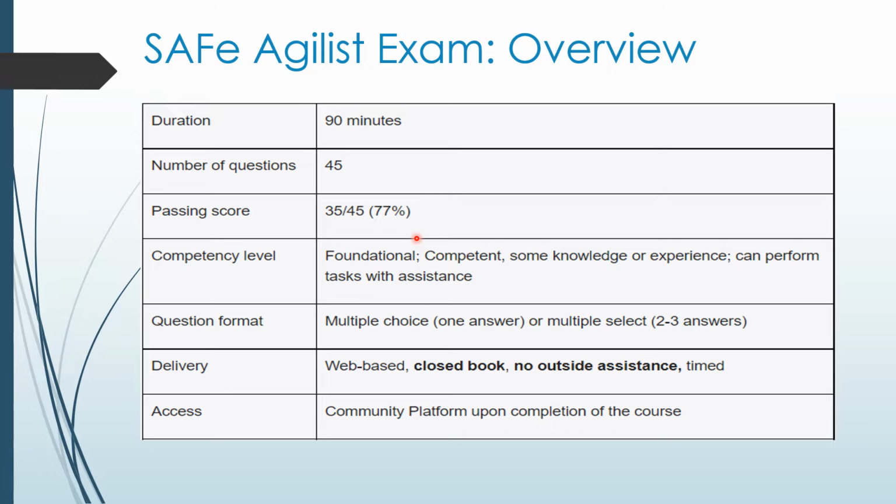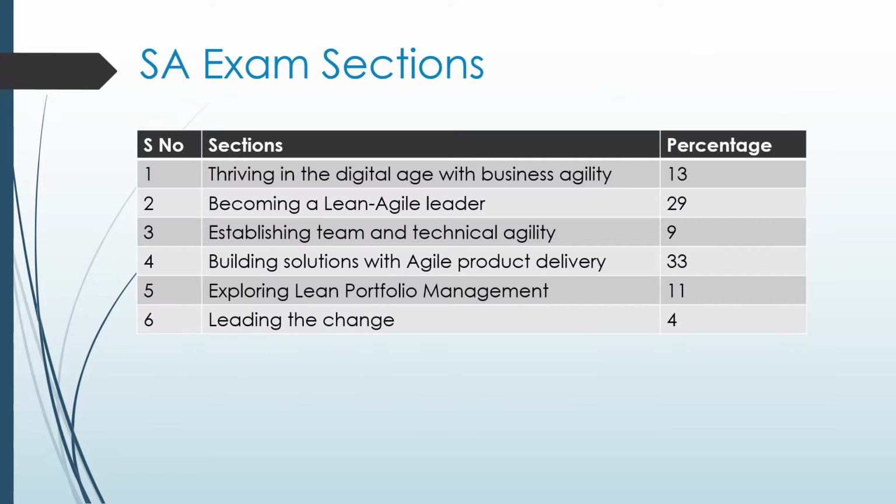For some of the questions, it could be multiple choice, like it is mentioned in the question format. And it is a web-based exam, and one can take it from anywhere as long as they are meeting the exam guidelines. Okay, so 77% is the passing score for the Safe Agilist exam, which consists of 45 questions overall. Let's go to the next one.